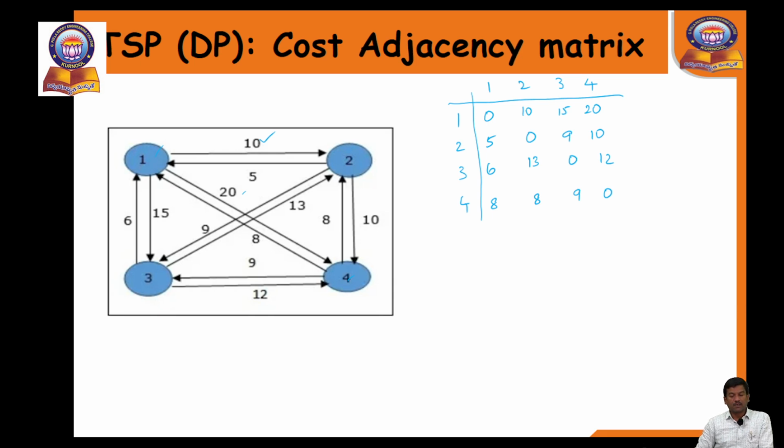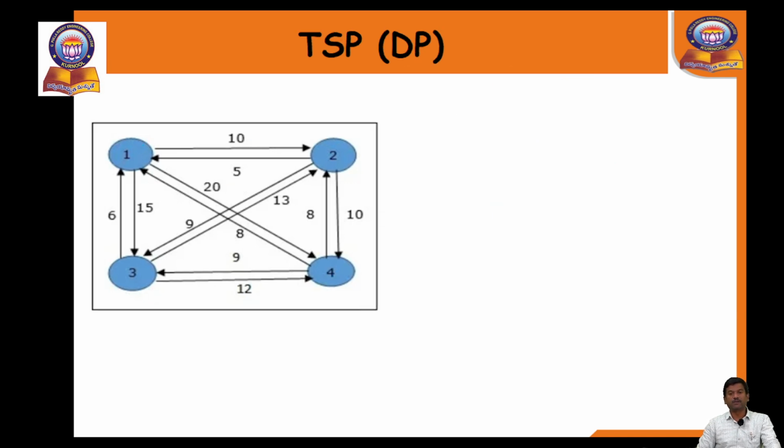So these are the values which have been associated with the case of the cost adjacency matrix. And the next step, after finding the cost adjacency matrix, based upon the formulas which have been given, is the function g(1, V - {1}), which is given as the minimum of c1k plus g(k, V - {1, k}).